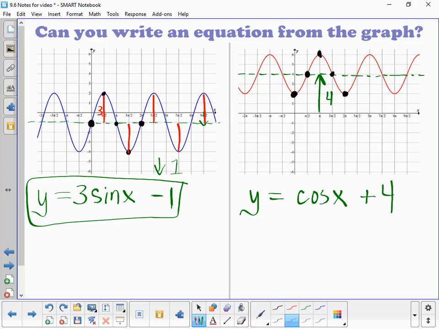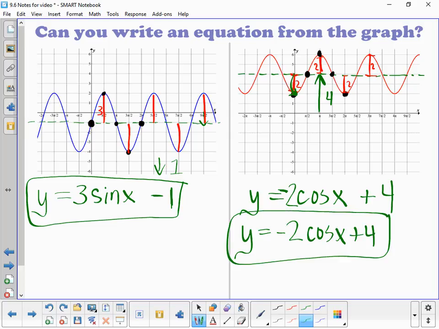And then we finally want to think about the amplitude. Well, it looks like its amplitude is 2. You can see it's going 2 above, 2 below, 2 above, 2 below. And in particular, it starts below the midline. So we would say that that's a -2. And I'm going to rewrite it since I kind of scrunched it. -2 cosine x plus 4 would be the way to write this function.